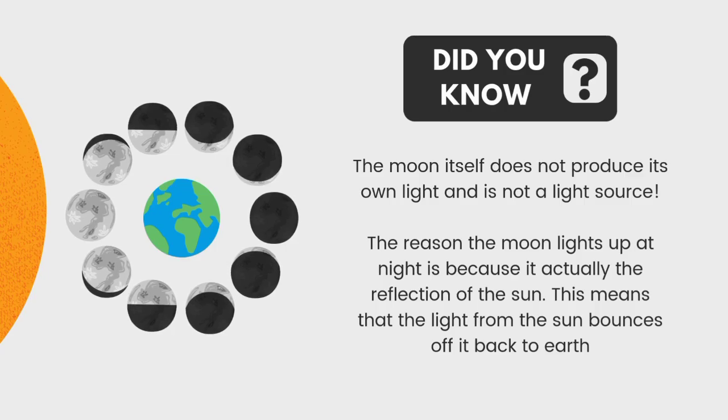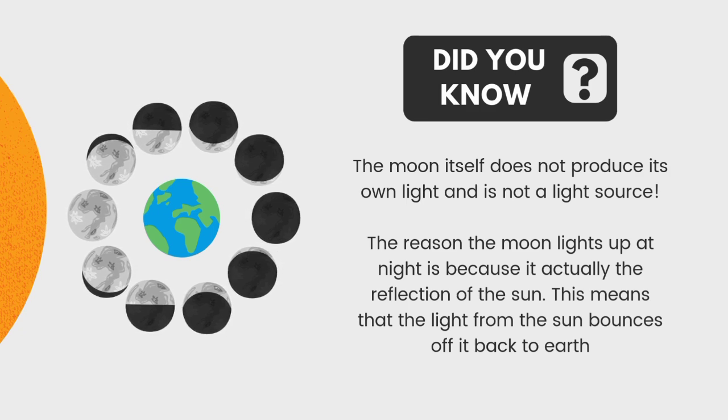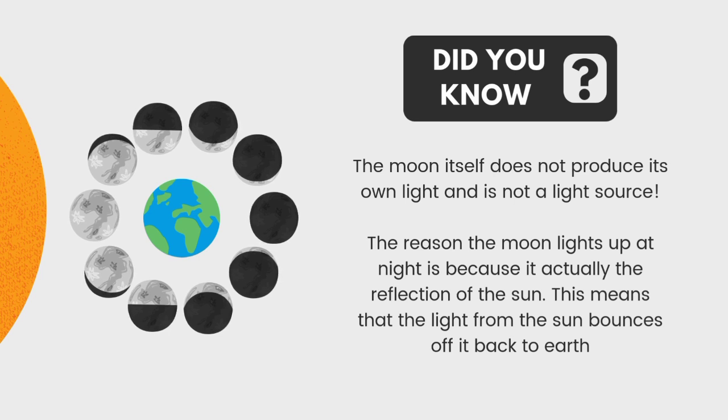Did you know that the moon itself does not produce its own light and is not a light source? The reason the moon lights up at night is because it is actually the reflection of the sun. This means that the light from the sun bounces off it back to Earth.